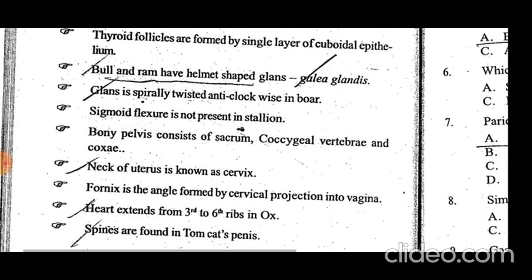Neck of uterus is known as cervix. Neck of most of the organs is known as cervix. Fornix is the angle formed by the cervical projection into the vagina. Heart extends from the 3rd to 6th ribs in ox. Spines are found in tomcat's penis.